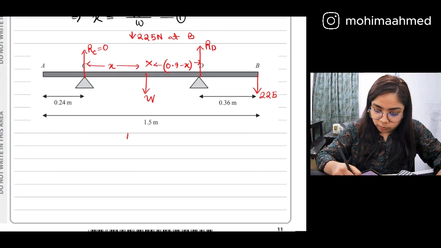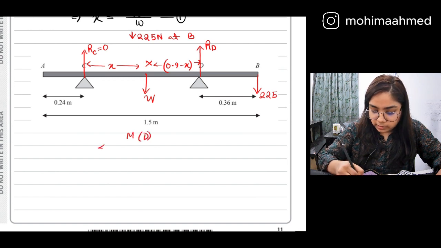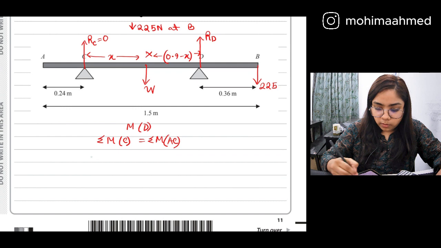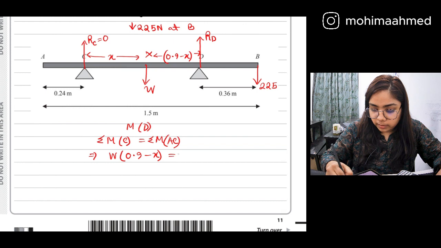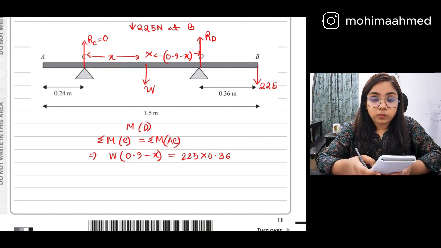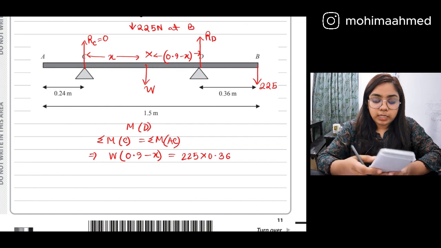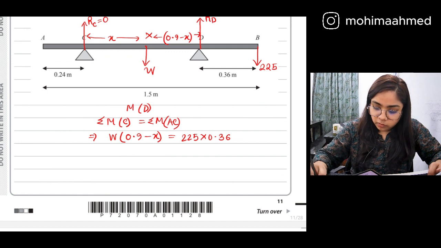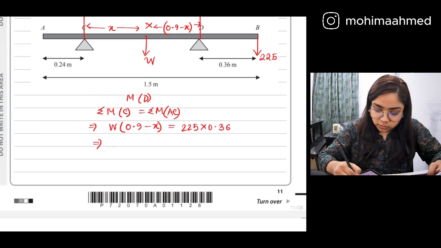We'll now start taking moment from point D. So moment from point D is sum of moment clockwise is equal to sum of moment anti-clockwise. For this sum of moment clockwise, you have this weight. So weight multiplied with that 0.9 minus x equals to your 225 multiplied with 0.36. So if you're going to multiply 225 with 0.36, you get 81. Yeah, right, 81.